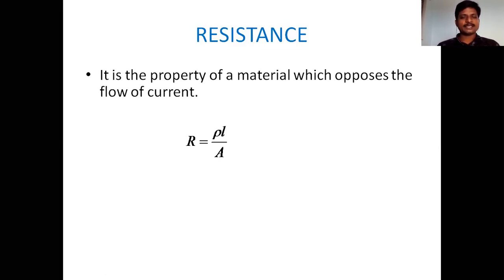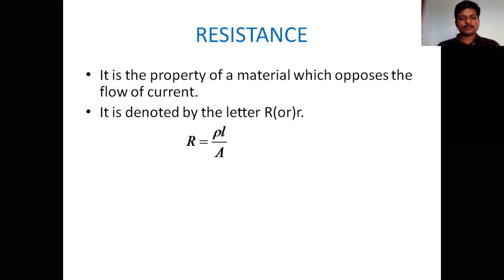Here we need to explain each and every term of the expression. First, it is denoted by the letter R. Resistance is always denoted by the letter R. Whenever we are using the term resistance, we use R as the letter. Now resistance R is equal to, as you can see, rho L by A. What is rho L by A?